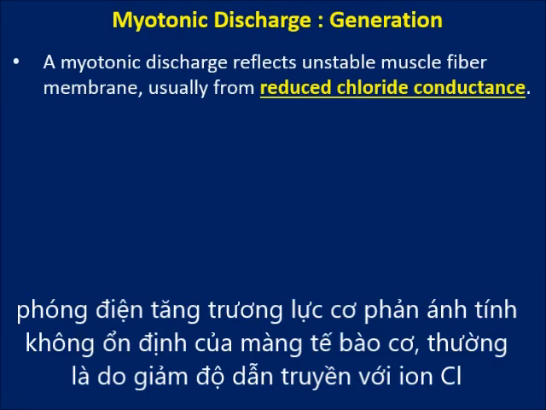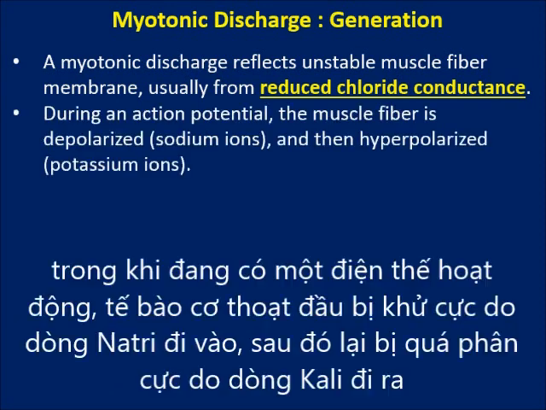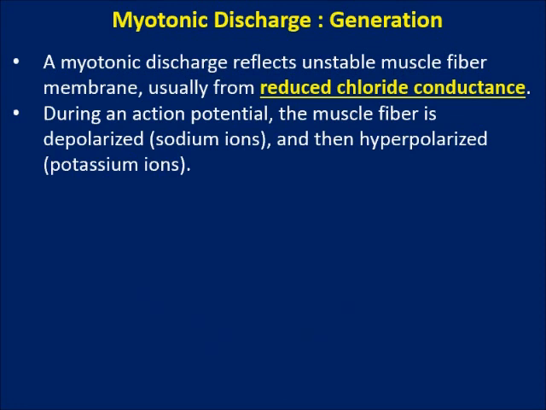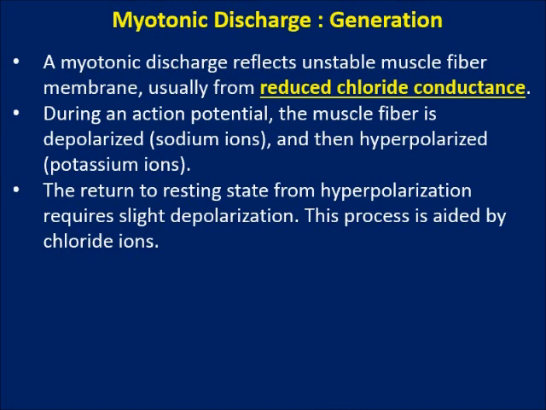A myotonic discharge reflects unstable muscle fiber membrane, usually from reduced chloride conductance. During an action potential, the muscle fiber is depolarized by flow of sodium ions, and then it becomes hyperpolarized by flow of potassium ions. The return to resting state from hyperpolarization requires a slight depolarization. This process is aided by chloride ions.